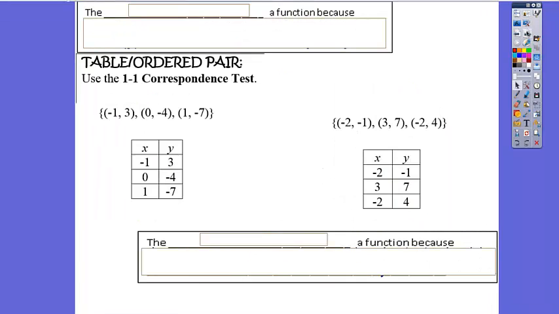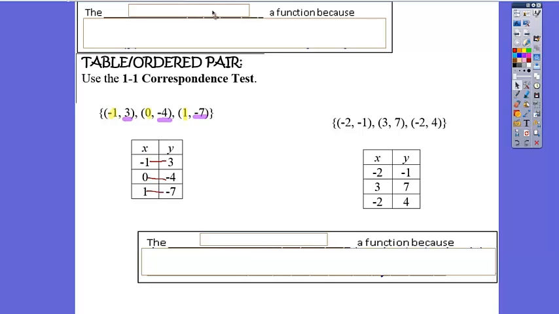Let's move on to the table. So on the table, you only get to use one-to-one correspondence. So basically, you're just going to look and see, does each x value, these are my x values, have only one possible y value. So looking at this first table, I took my ordered pairs, my x's and y's, and plugged them into a table. I can see that this first x, negative 1, only matches with 3. There's no other negative 1s. 0 only matches with negative 4. 1 only matches with negative 7. So do y'all think this is a function or not a function?